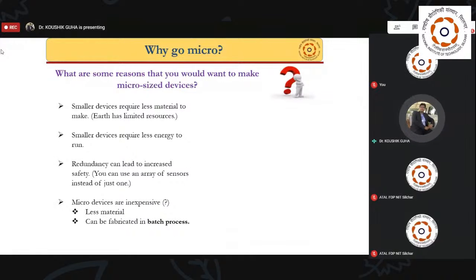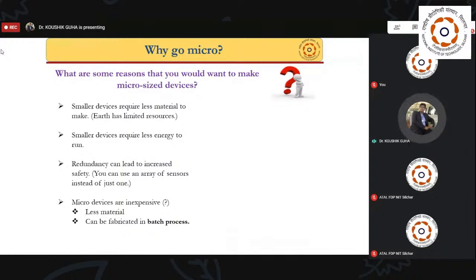The reason is a very fundamental one: smaller devices require less material to make. Energy is limited in our world, but the materials or resources are also going to be limited. So we have to be very cautious from today that we use very little material for the design. We should not waste material. Smaller devices also require less energy to run.